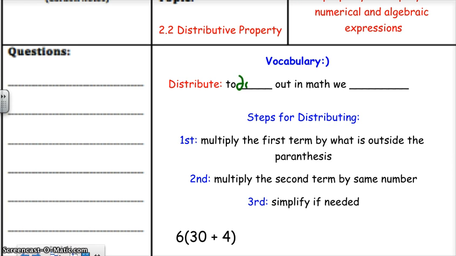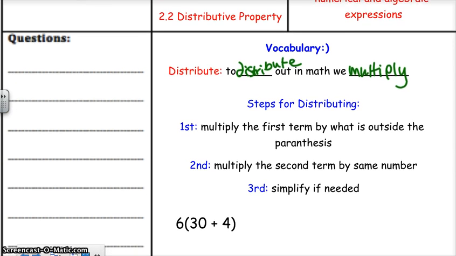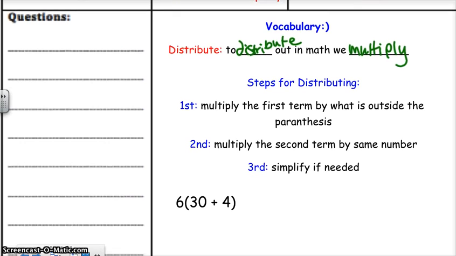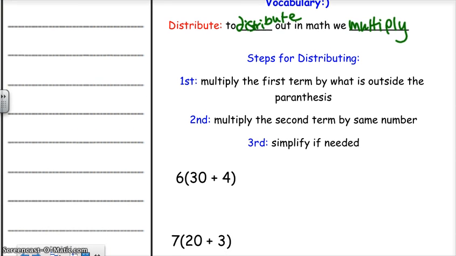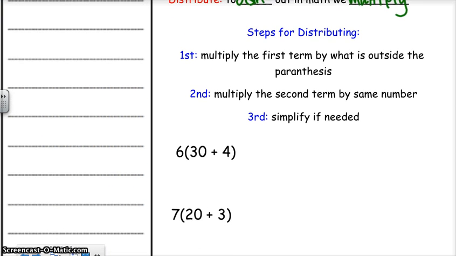So to distribute out in math, we multiply. The steps for distributing: the first thing we do is multiply the first term by what's outside the parentheses. Secondly, we multiply the second term by the same number and simplify if needed.